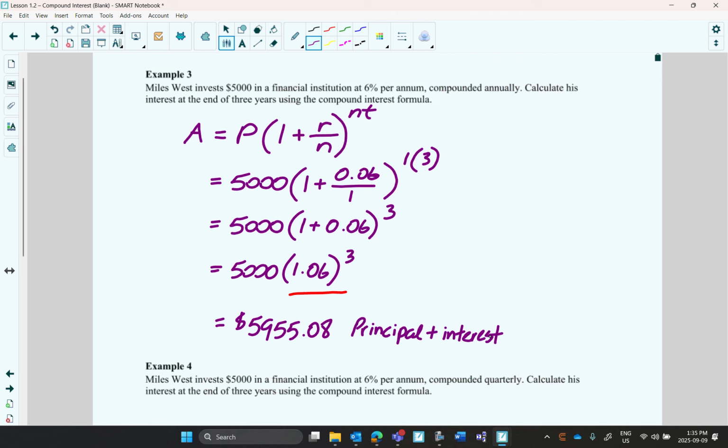If I want to know just what the interest is, how would I find that? Well, I take the total amount I got, 5,955.08, and subtract how much I invested. And notice we got the same answer as when we did it the long way. $955.08. So we're not done when we're here because the question asks us to find the interest.